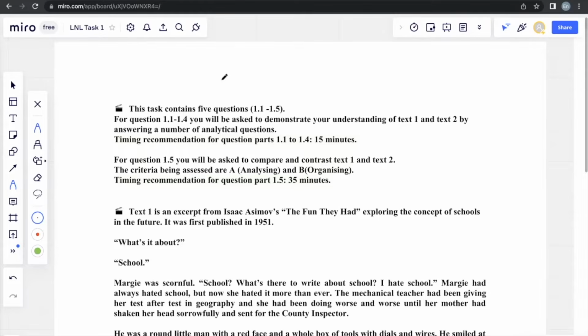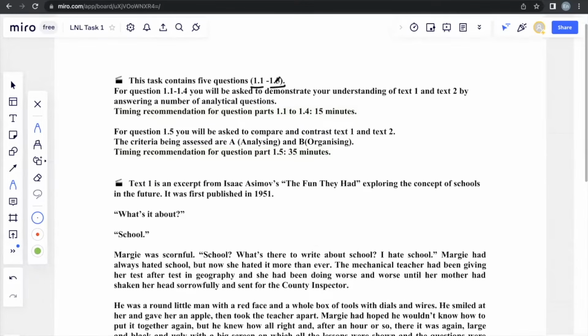Task 1 contains 5 questions in total, from question 1.1 to question 1.5. For questions 1.1 to 1.4, you will be asked to demonstrate your understanding of text 1 and text 2 by answering a number of analytical questions.